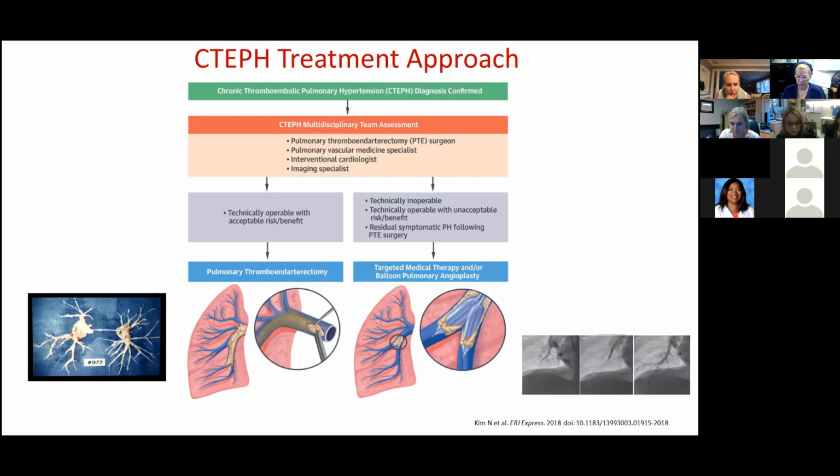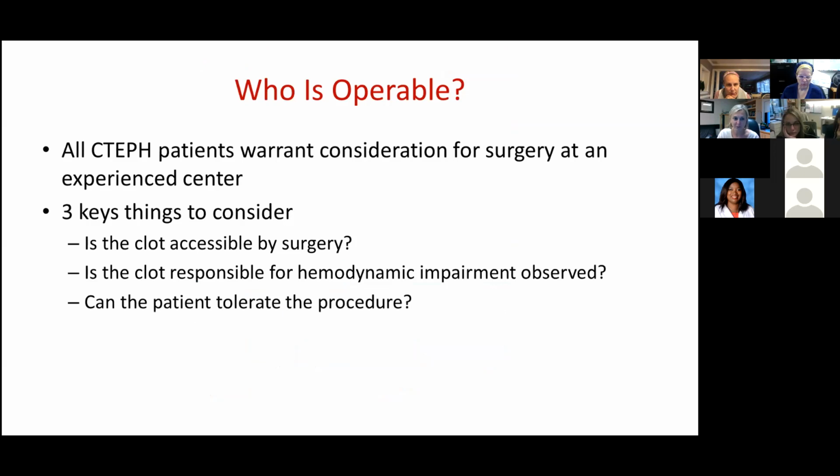So let's talk a little bit more about each one of them. Who is operable? There are 3 things to consider when you think about patients with CTEPH. Number one, are they accessible by surgery? Usually, and I'll show you some examples of that. I already mentioned, is the clot responsible for hemodynamic impairment?